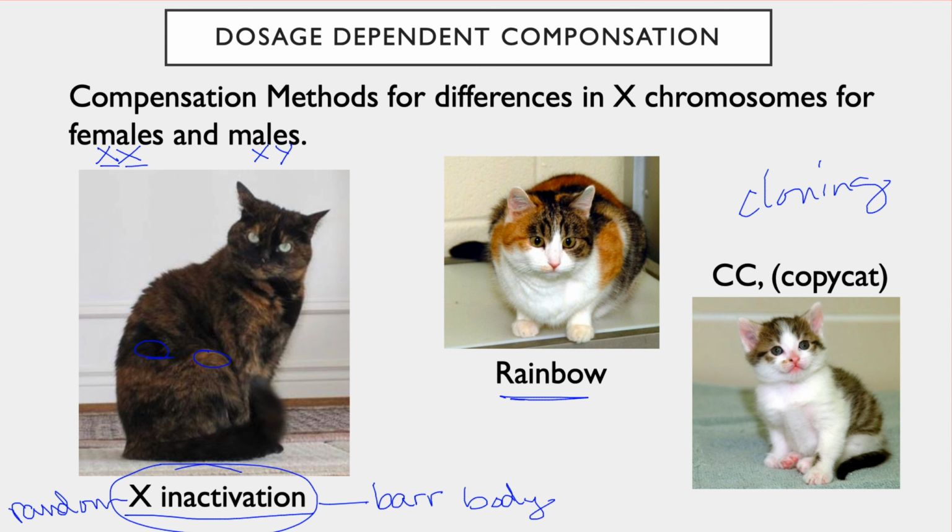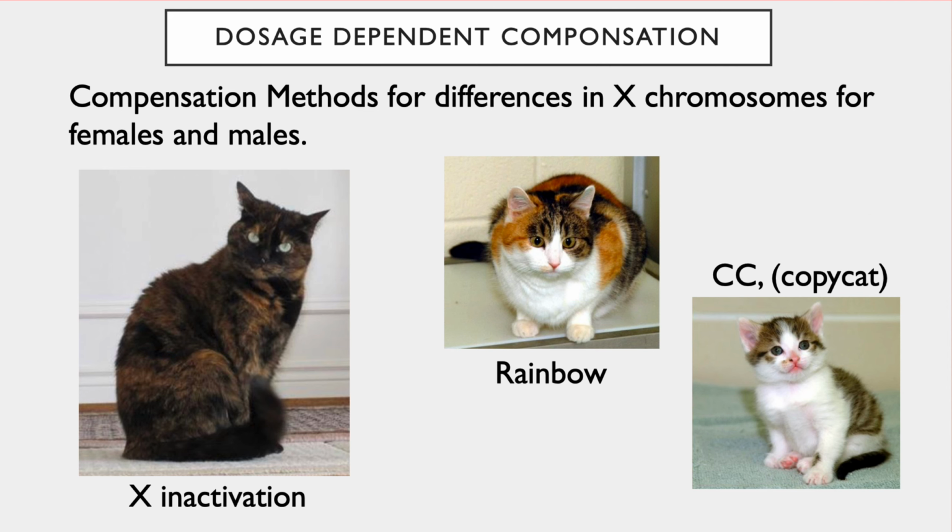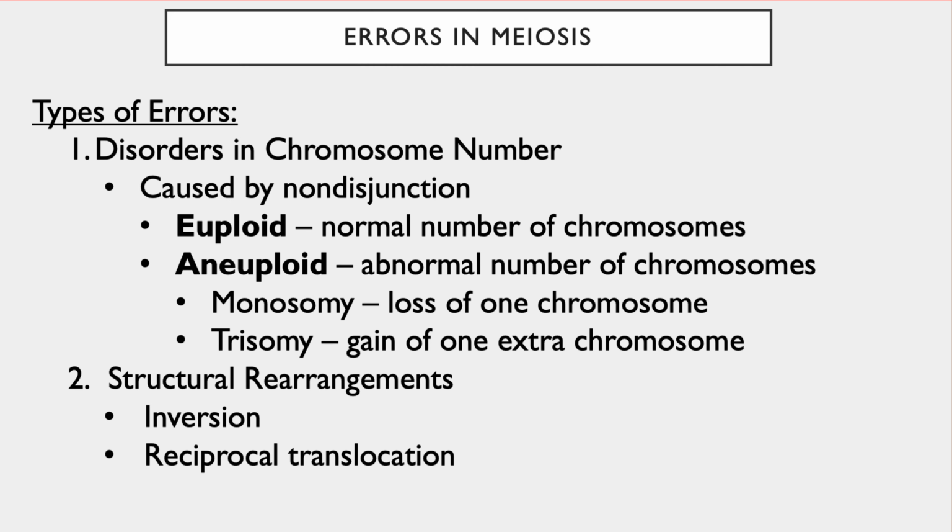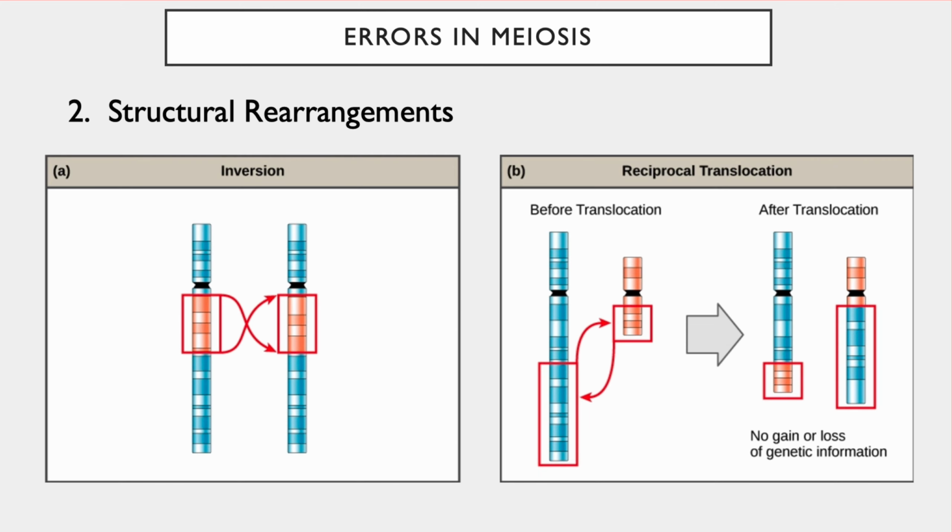Let's look at the second kind of disorder or errors that can occur in meiosis, and this is structural rearrangements. I'm going to talk about two different kinds, one called inversion and the other one reciprocal translocation. So what do these look like? The mechanism for how this process happens is a little complex, so we're not going to get into that mechanism. We're just going to show the ending result.